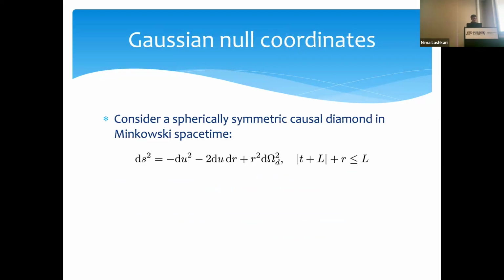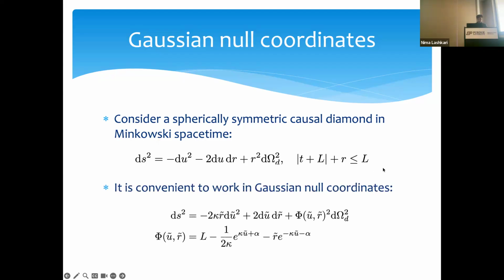Okay. So going back to Nima's question about how we define the region. This is our very lowbrow method of defining the region. Let's start with a spherically symmetric causal diamond in Minkowski spacetime. This is just a Minkowski metric. Now let's simply define a region as follows. This is just carving out a subregion of Minkowski spacetime where the radius is maximum at r equal to L.